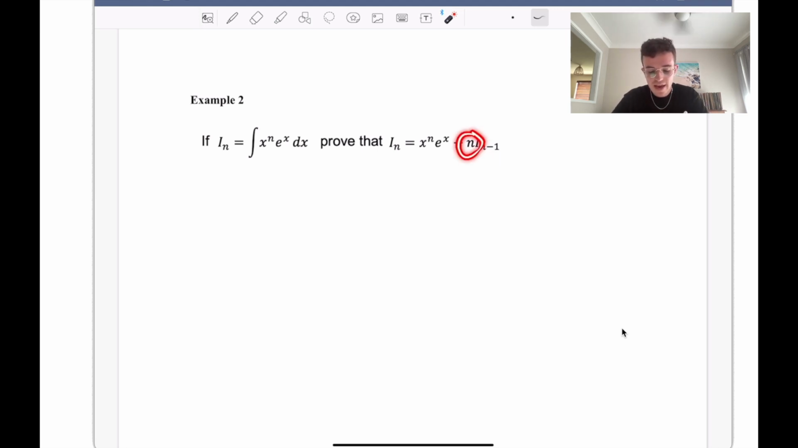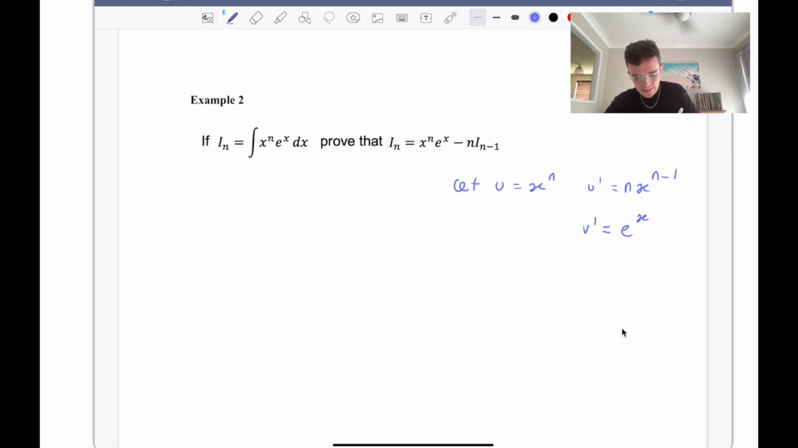and that's because n is here on the lower power integral and the numerator is n. So we're going to let u equal x^n. That means u dash is n x^(n-1). And we're going to let v dash equal the second thing, e^x, which means v is also equal to e^x. So we're going to use our tick method to integrate by parts.